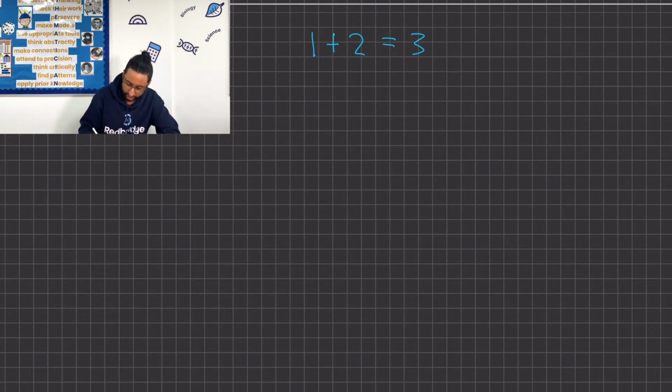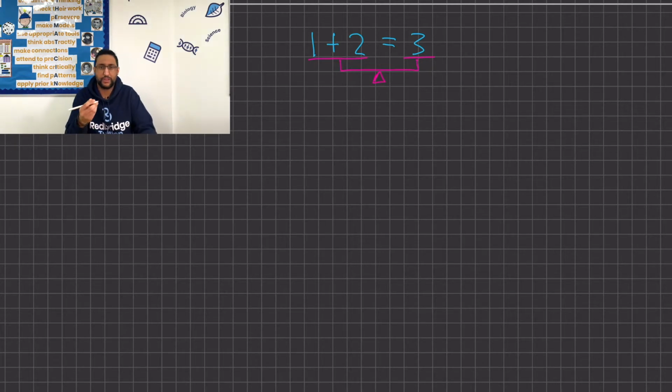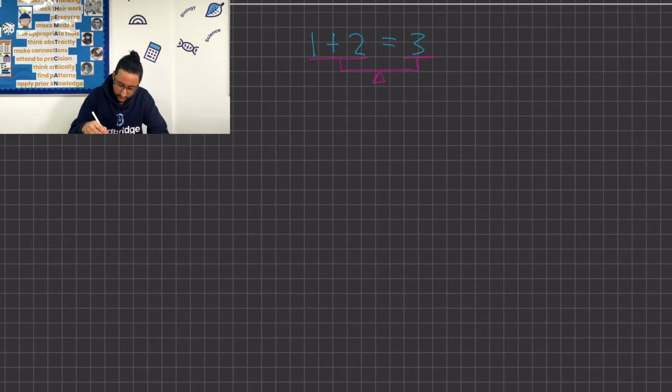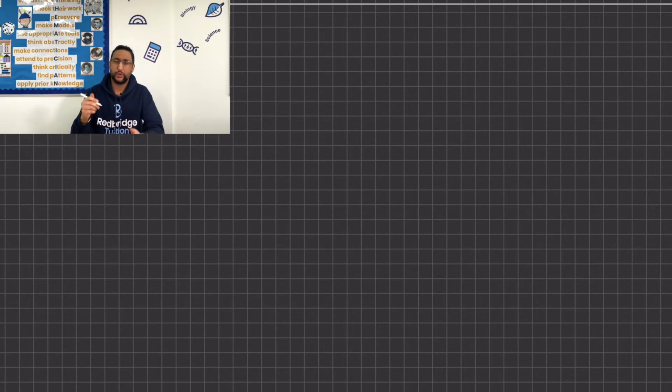And we look at that as if it's a scale. So we've got 1 plus 2 on one side, 3 on the other, and they are balanced. What that means is that one side has the same value as the other side. So equals to, more than, and less than. We use these to compare different values.